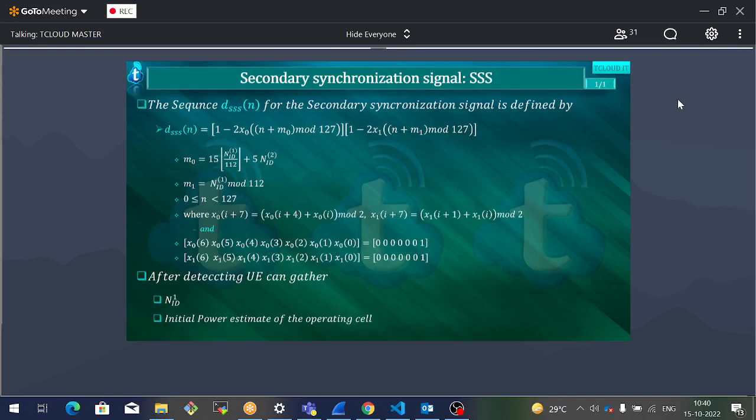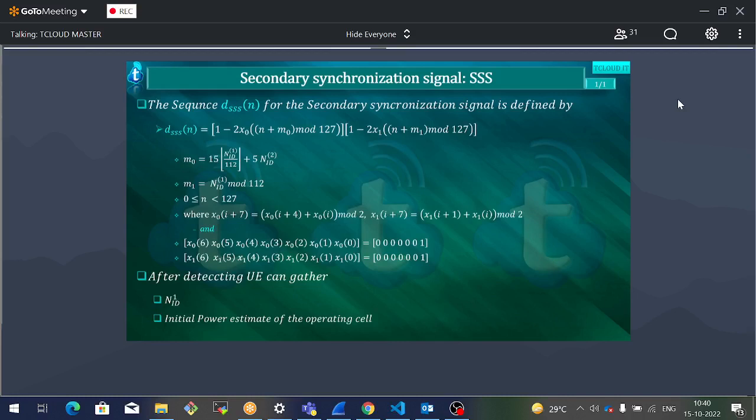But we have to look at this from the receiving point of view, the mobile equipment point of view, and how it is advantageous there. The mobile detected the PSS. From that, it extracted NID2. Now, the mobile will decode these SSS symbols because it already knows the position of the SSS symbols. It decodes them.